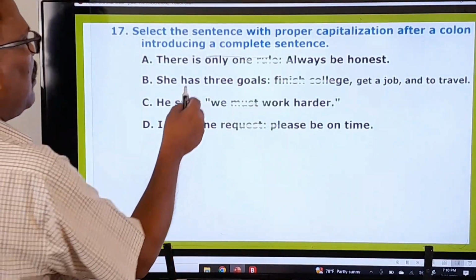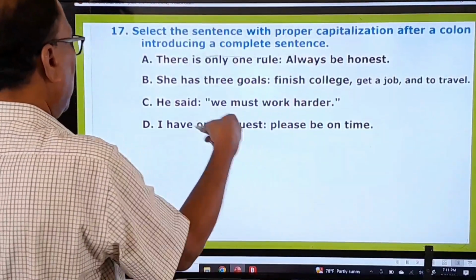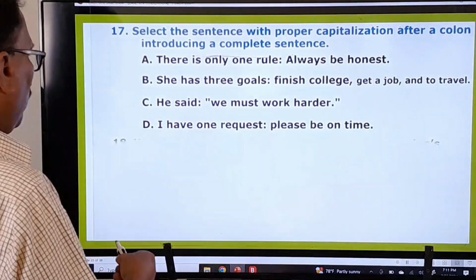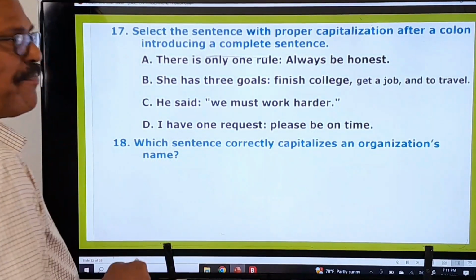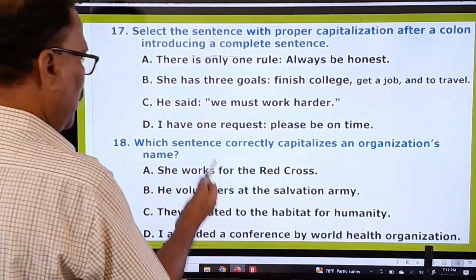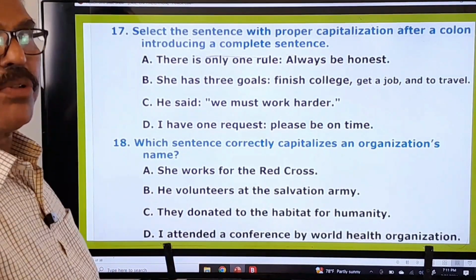And here you pay attention. There is only one rule. Okay, always this is there. These are the four options. And you go to the 18th one. Which sentence correctly capitalizes an organization's name? And here, these are the four options given. You choose the correct one.